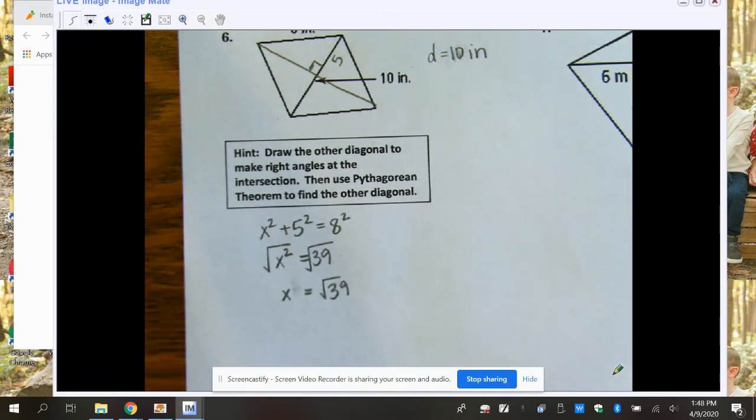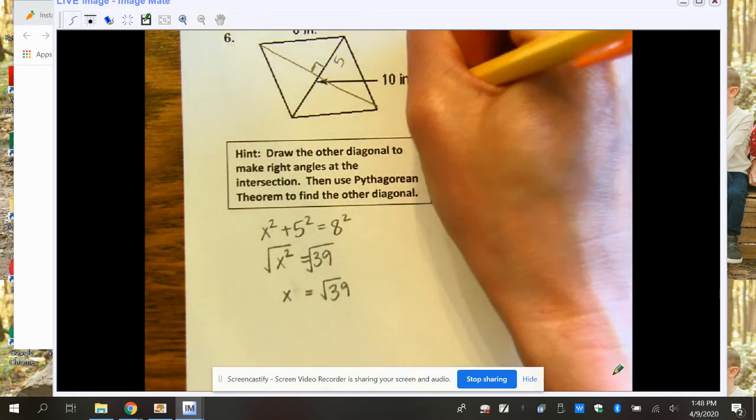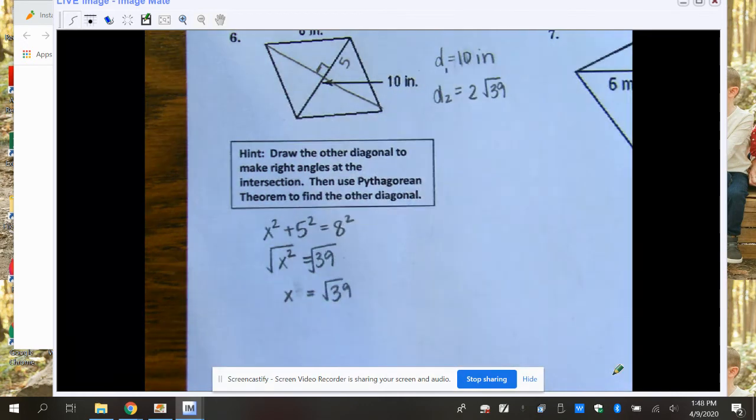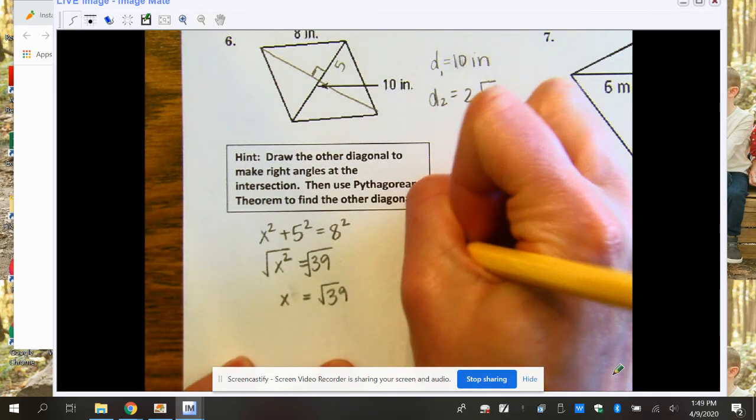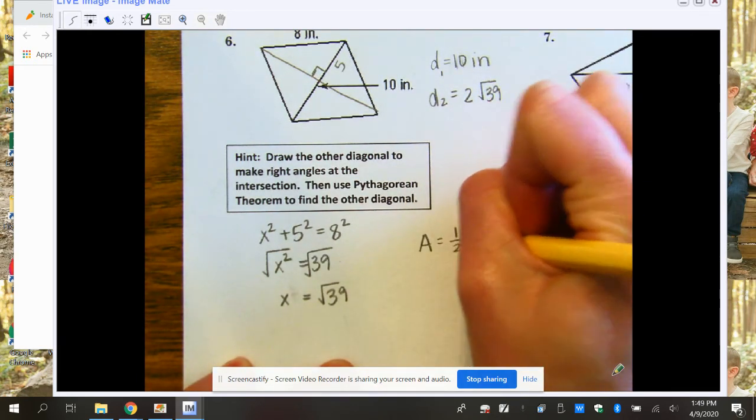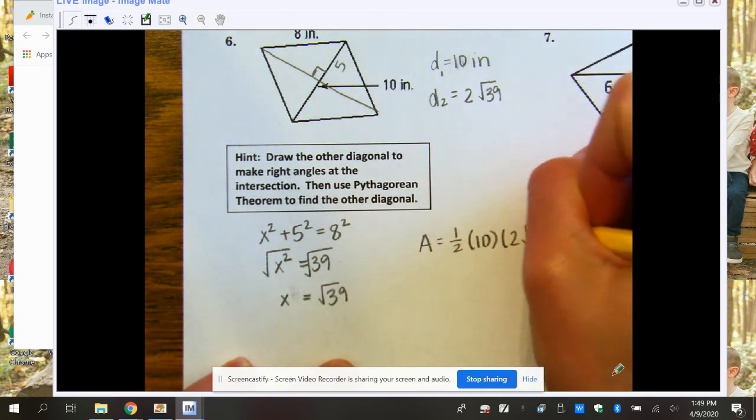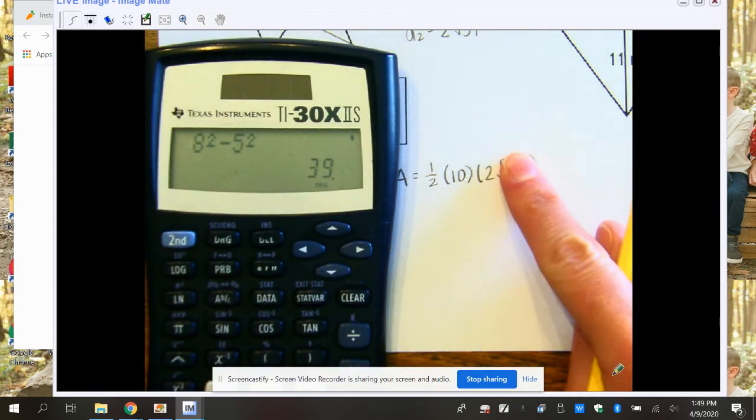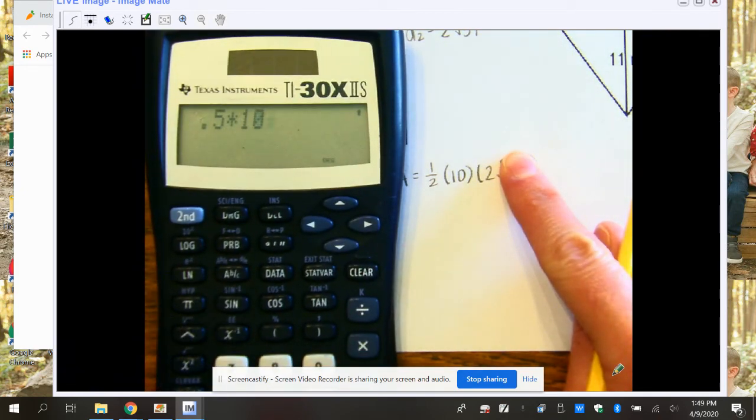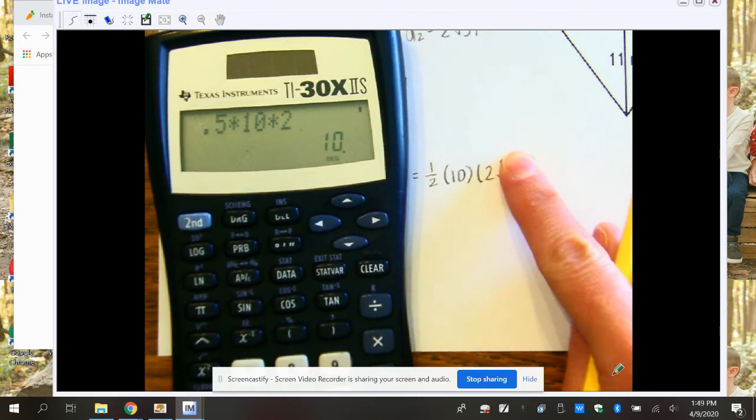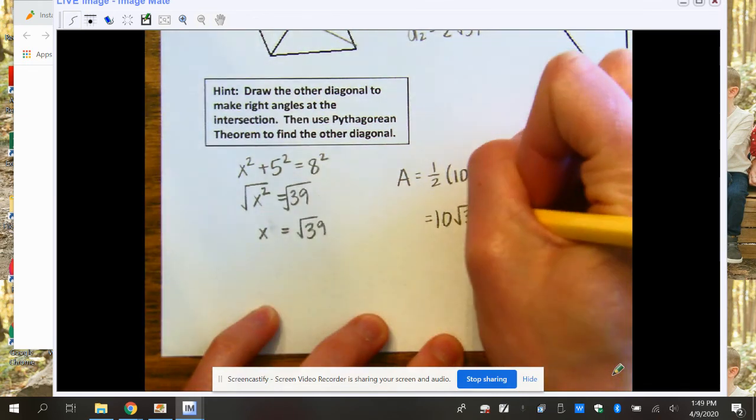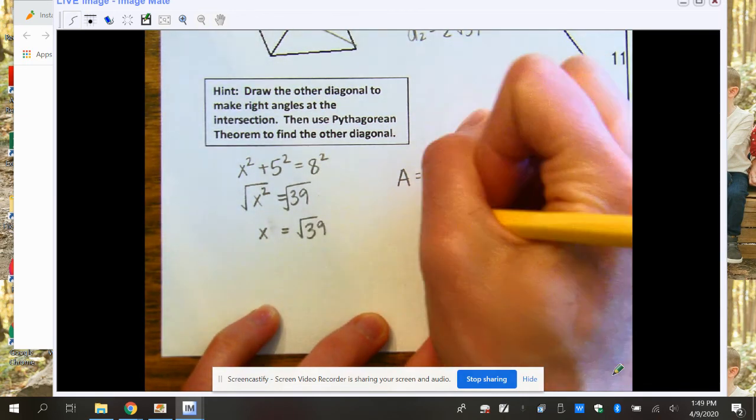And so that means that the length of the other diagonal is going to be twice that, so 2 times the square root of 39. So now when I go to find the area, 1/2 times 10 times 2 radical 39. And then we'll multiply our like parts together. So 1/2 times 10 times 2 is going to be 10. And then we'll just tack on that radical 39. Our units will be inches squared.